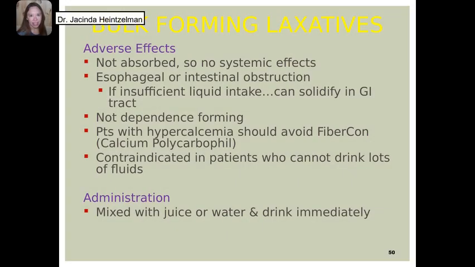We do have some potential adverse effects using the bulk forming laxatives. Remember, they're not absorbed, so we don't have any systemic effects, but we could possibly have esophageal or intestinal obstruction being caused because remember, these are staying within the GI tract. When would this occur? Well, if the patient is not taking in enough liquid in their diet, all of these substances can solidify within the GI tract. And again, this could lead to that obstruction.